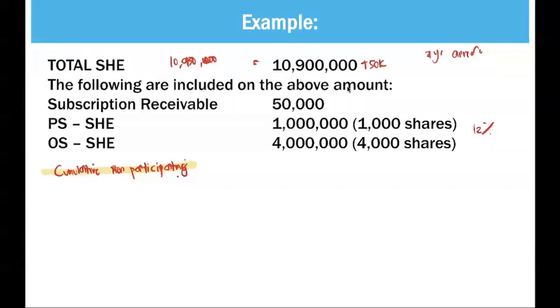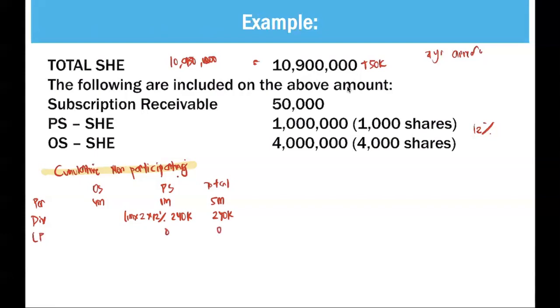So we have your cumulative non-participating, we have your OS, and we have your PS. So first, we need to get their par. The par of OS is 4 million, for PS 1 million, total of 5 million. And then we have your dividends. Since it is cumulative, we give your 2 years dividend. So 1 million times 2 years times 12% is 240,000. And then, do we have any liquidation premium? There is no liquidation premium given, so zero.